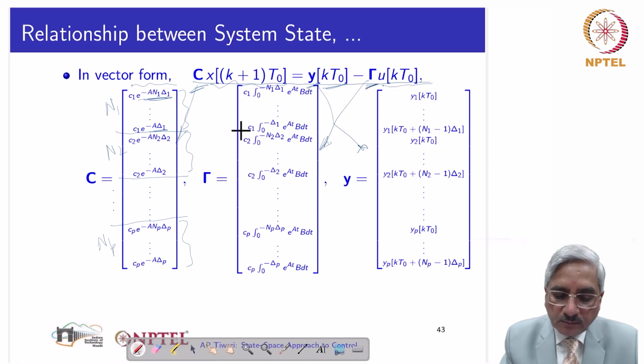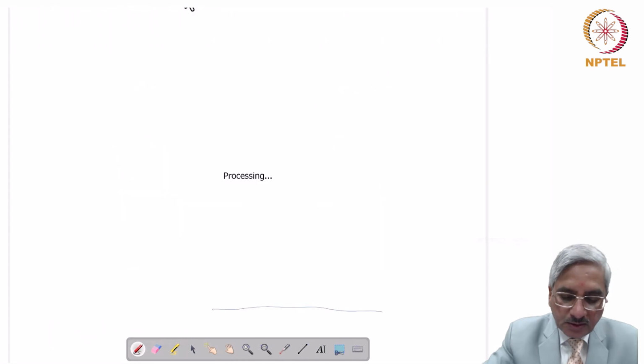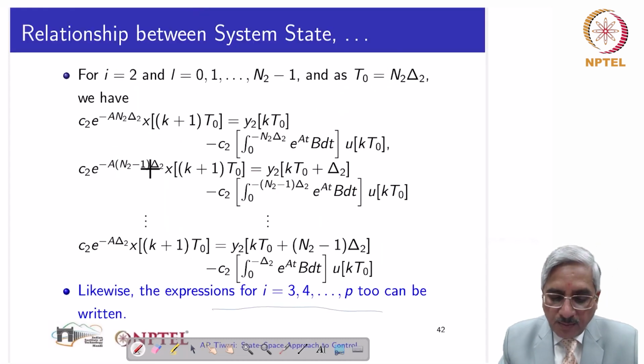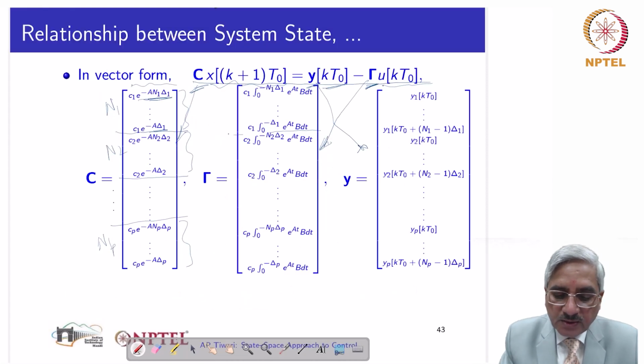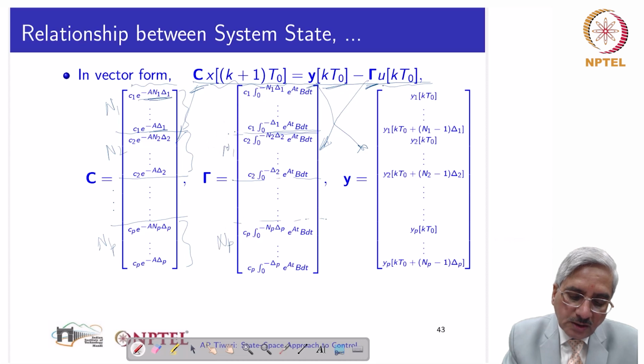Similarly, gamma. Go back to C. Let us see that C2. So gamma is these terms. C2 integral between 0 to minus N2 delta 2 e power At b dt. So those kind of terms give gamma. This is corresponding to output 1: C1 integral between 0 to minus N1 delta 1 e power At b dt. Next one will be C1 integral 0 to N1 minus 1 delta 1 e power At b dt and so on. These are the next N2 rows and these are the last NP rows. NP rows, N2 rows, N1 rows.